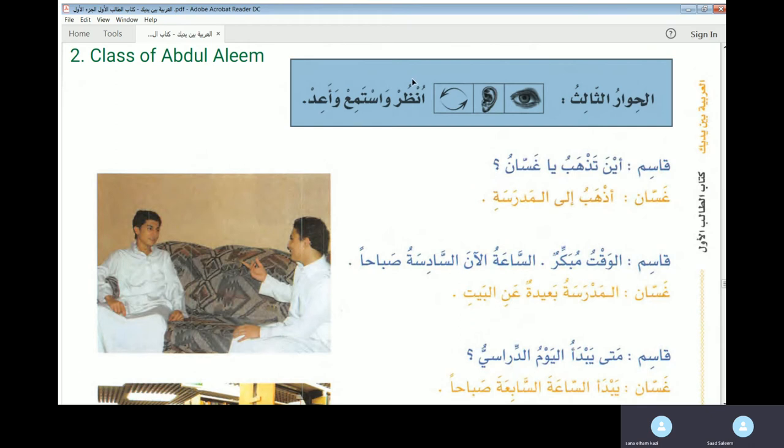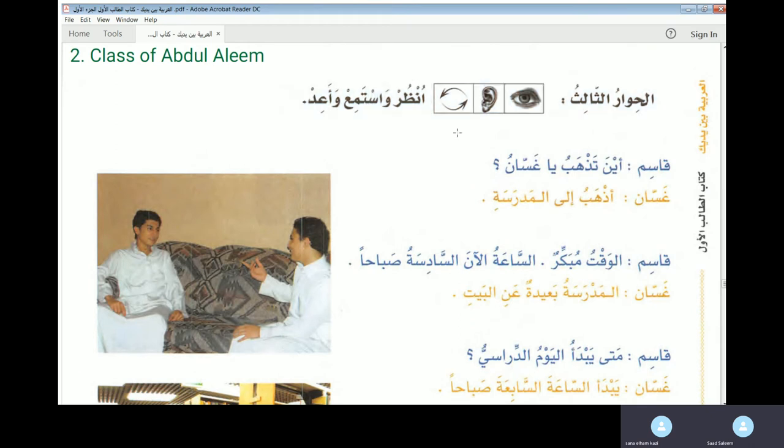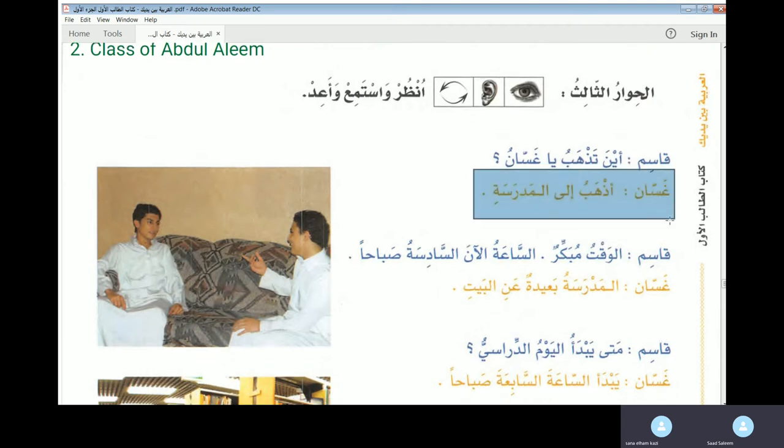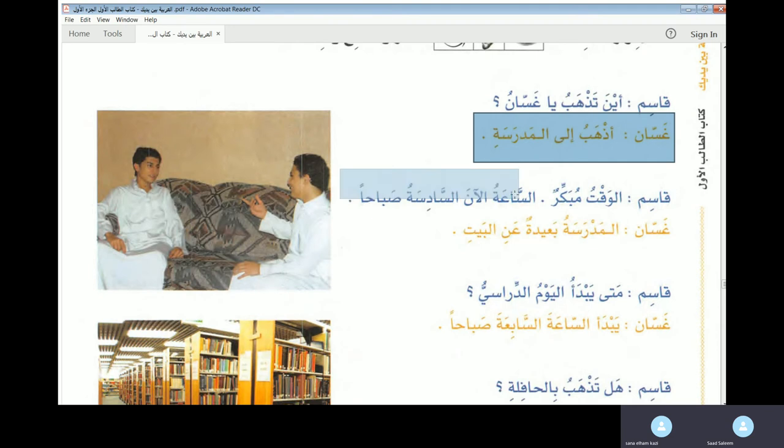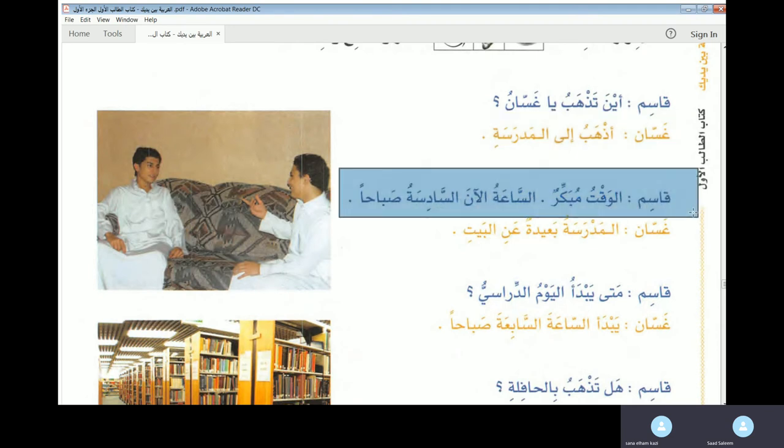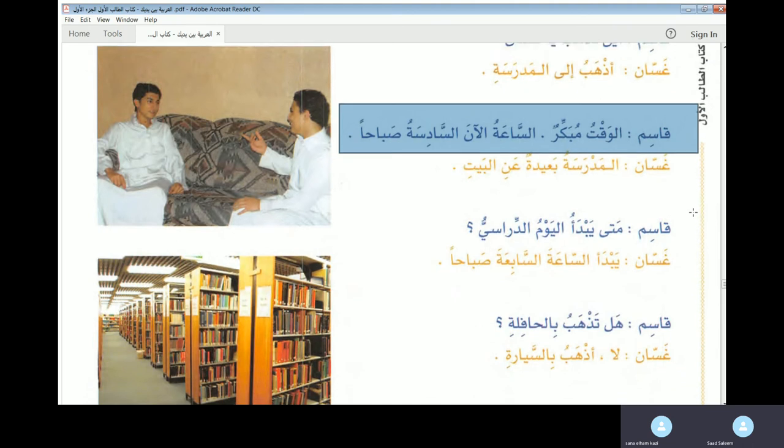And you are a Talib, the dialogue passed him. Aina tadhabu ya Ghassanu? Where are you going, O Ghassan? Ghassanu: Adhabu ila al-madrasati. I'm going to the school. Qasim: Al-waqtu mubakkirun. As-sa'atu al-ana as-sa'diyatu. It's too early. The time is early.